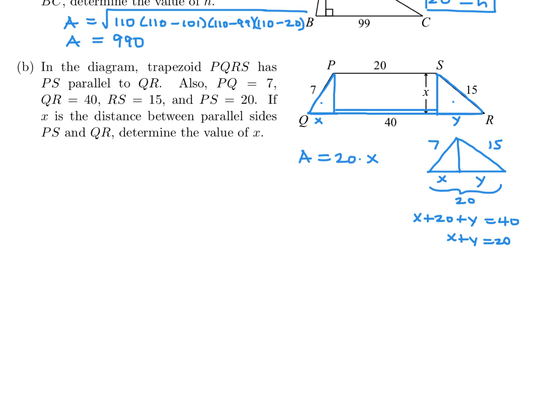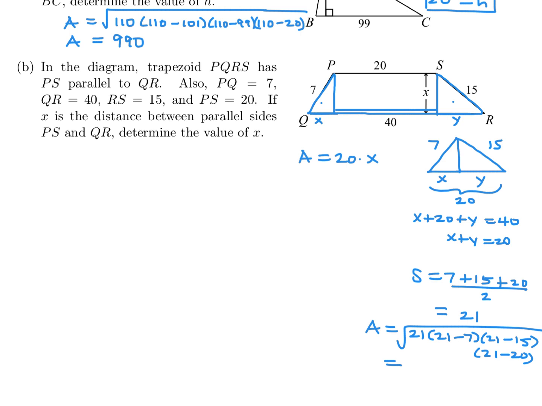So let's figure out the area of that using Heron's. So first I have to figure out the semi-perimeter. So it'd be 7 plus 15 plus 20 divided by 2. So that's going to be 21. And then using Heron's, it would be the square root of 21 times 21 minus 7 times 21 minus 15 times 21 minus 20, and when you crunch out those numbers, you will get 42. So the area of that whole thing would be 20x plus 42. Correct? Okay, we still have to figure out x.